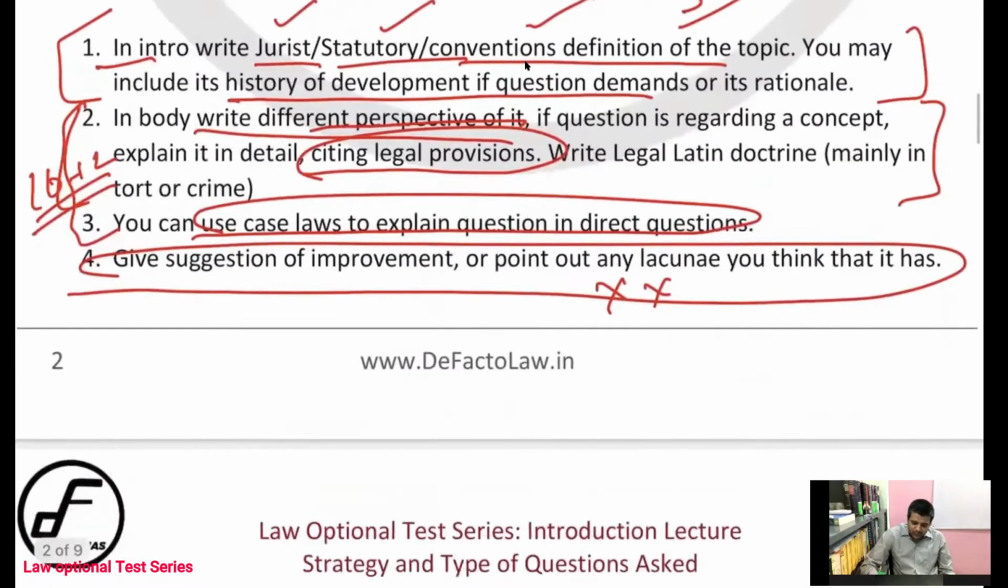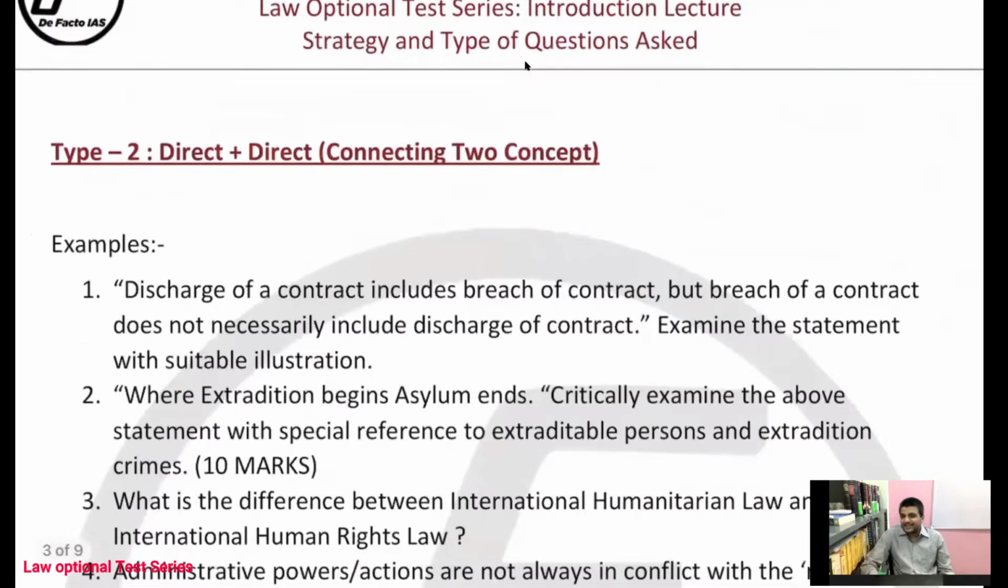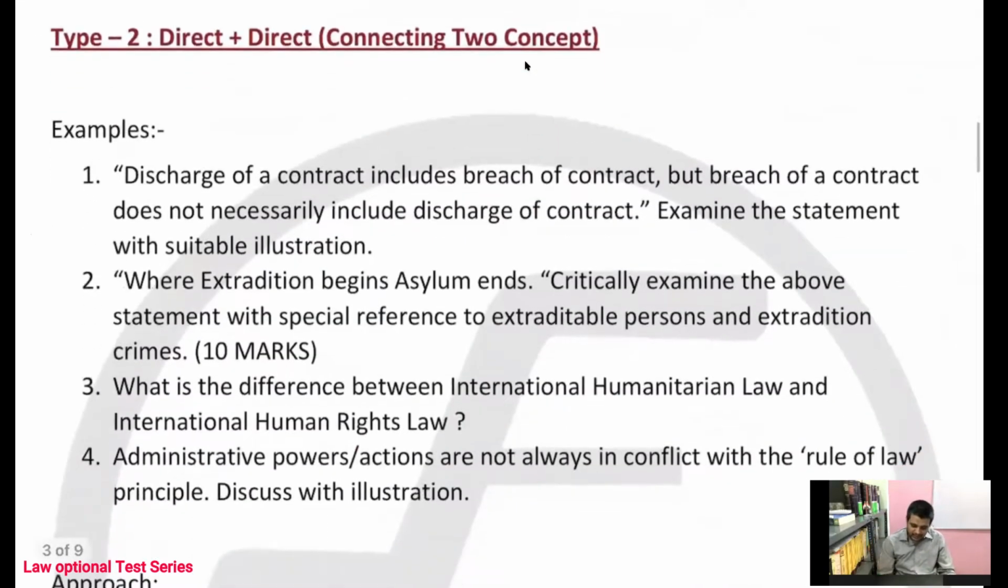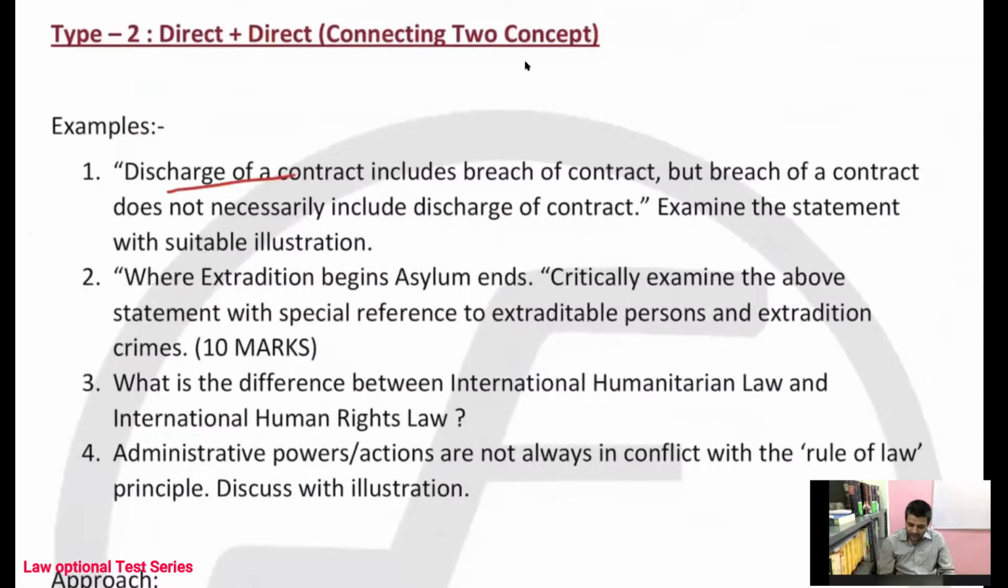Now let us come to type 2 question. That is your direct plus direct. You will find that there are two concepts related to each other. Let me show the example. See here: the discharge of a contract includes breach of contract, but breach of contract does not necessarily include discharge of contract. The two concepts it is connecting are breach of contract and discharge of contract.